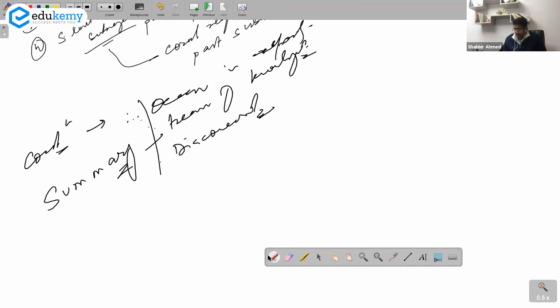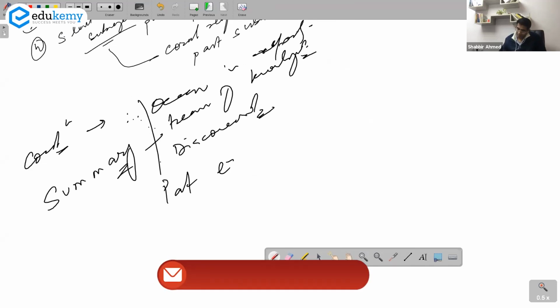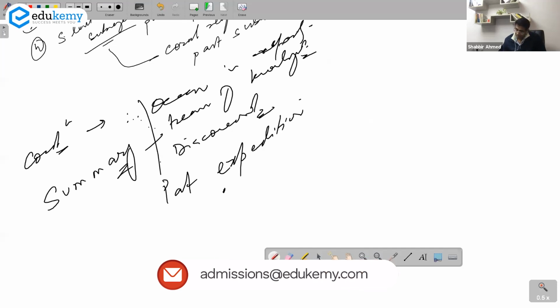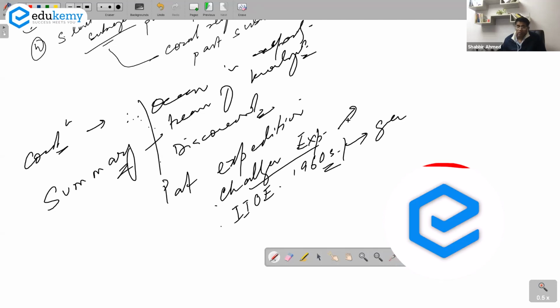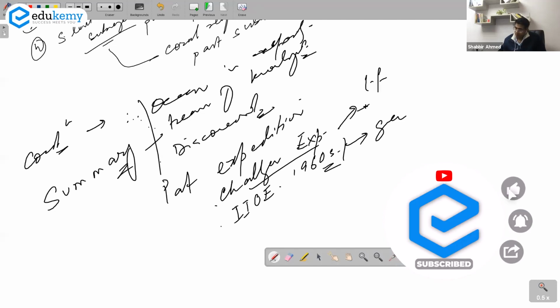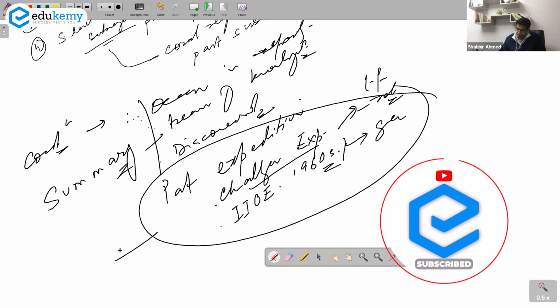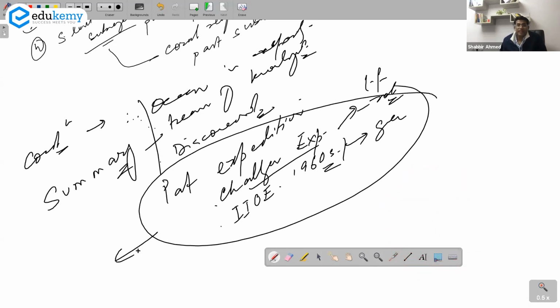If you want to add one more thing, we have had past expeditions such as the Challenger expedition. We have past expeditions like the International Indian Ocean Expedition in the 1960s. So this tells us about the past geology. Challenger also studied life forms and rocks and geology. These are some examples of expeditions.